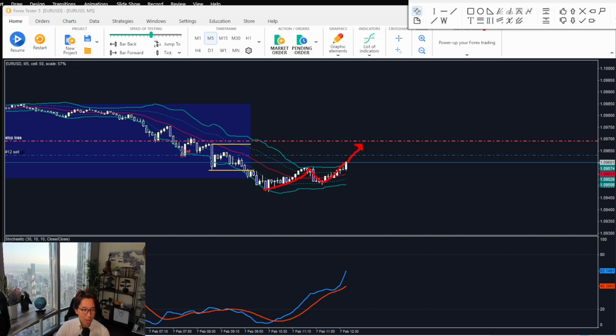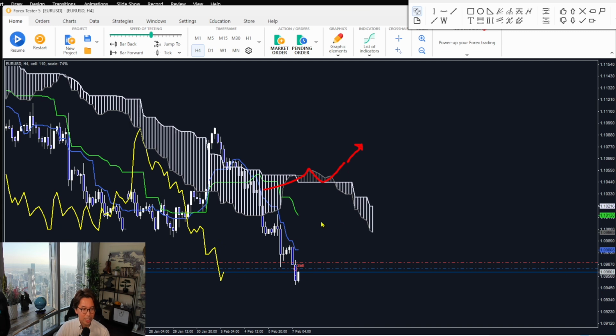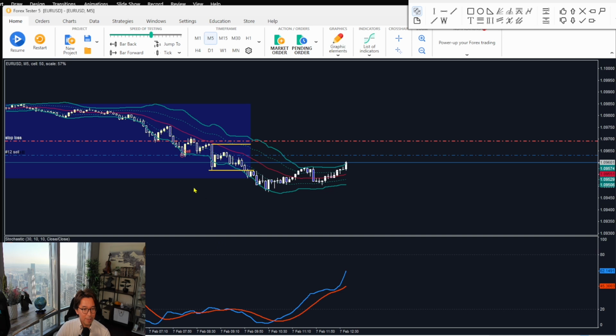However, 4 hour is still bearish. Yeah, 4 hour still bearish. Kumo down, Kijun Sen down. So with my rule, I don't exit my trade, because if the market goes down again, then I can expect a much bigger reward than this risk. So it's worth waiting for the downtrend to happen. And again, if the market hits my stop loss, this is going to be a very small loss.